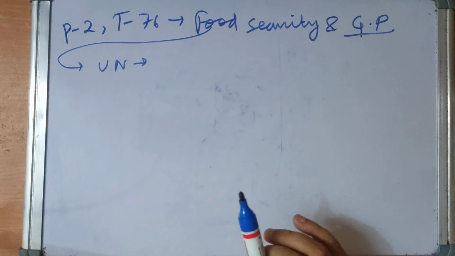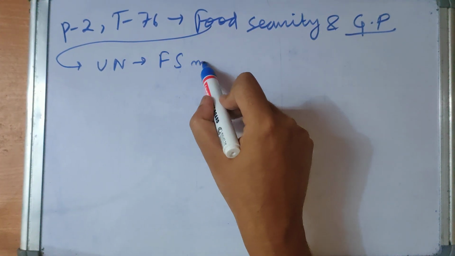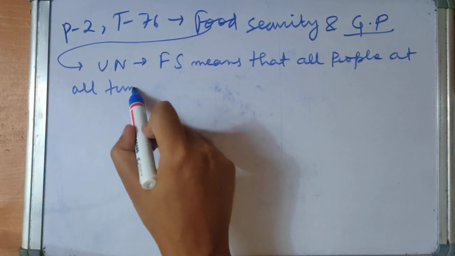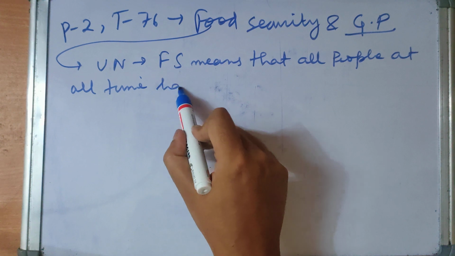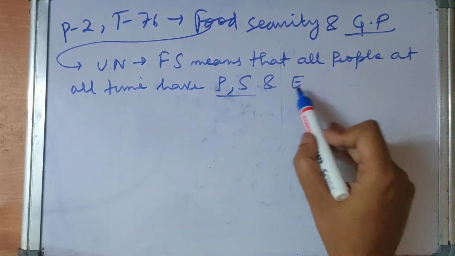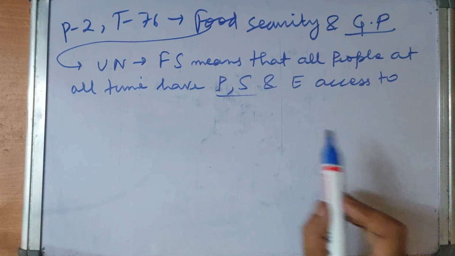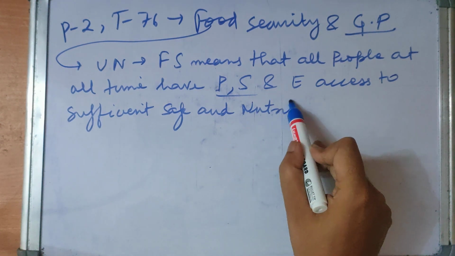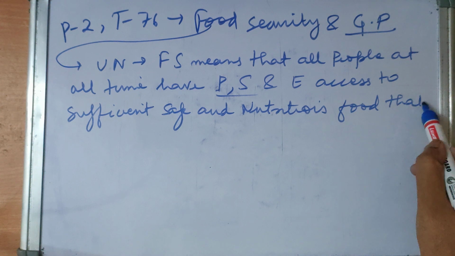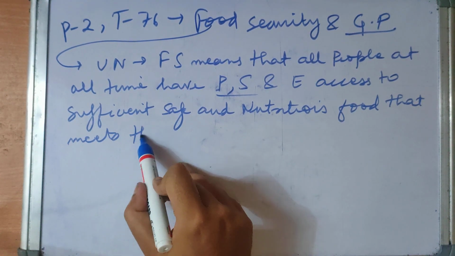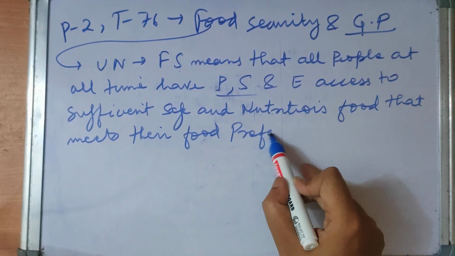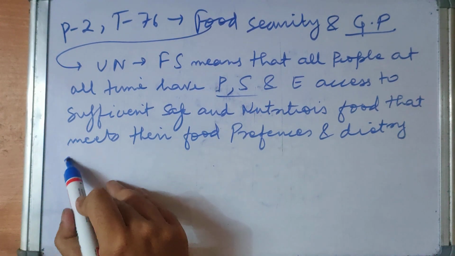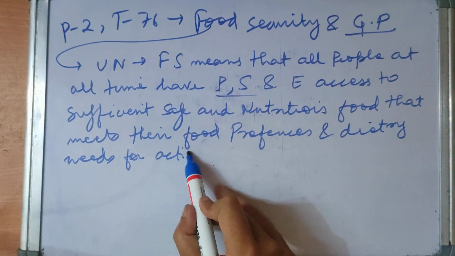So as per the UN, food security means that all people at all times have physical, social and economic access to sufficient, safe and nutritious food that meets their food preferences and dietary needs for an active, healthy life.